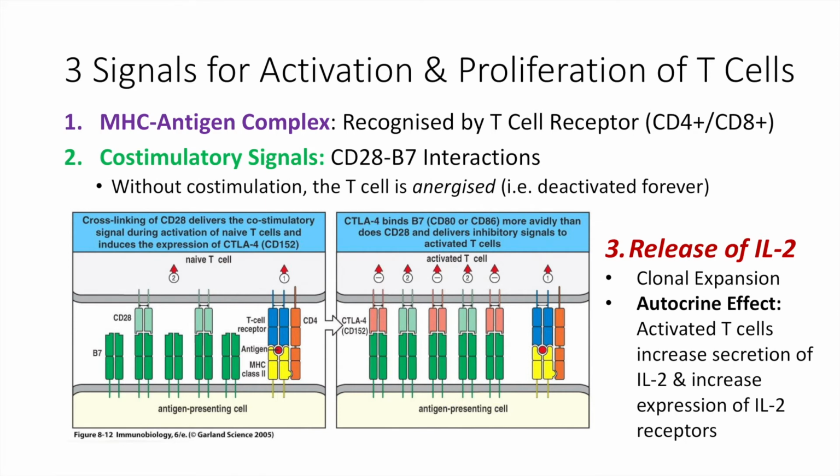So there are three signals that are required for the activation of T cells. The first is that the T cell receptor, whether it's CD4 or CD8, must bind to the MHC complex by which the antigenic peptide is being presented. The second signal for activation of T cell is that it requires what we call co-stimulation, and this is offered by the CD28 B7 interactions.